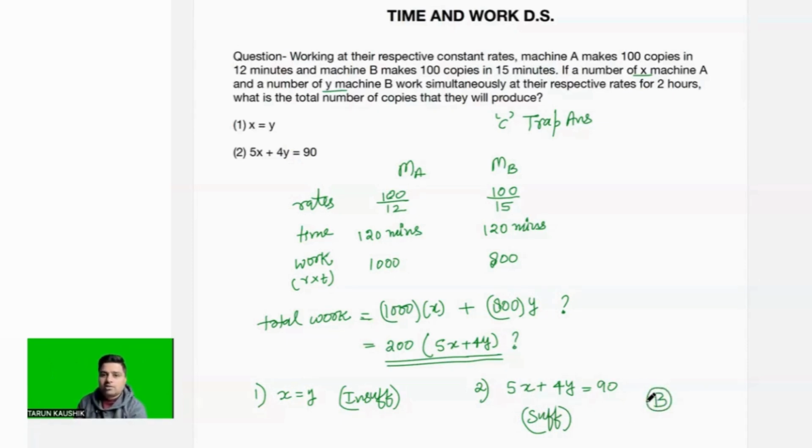So now you have understood that in data sufficiency questions, it is always advisable to break down the question and simplify it to the last extent, because that will help you avoid the wrong answers.